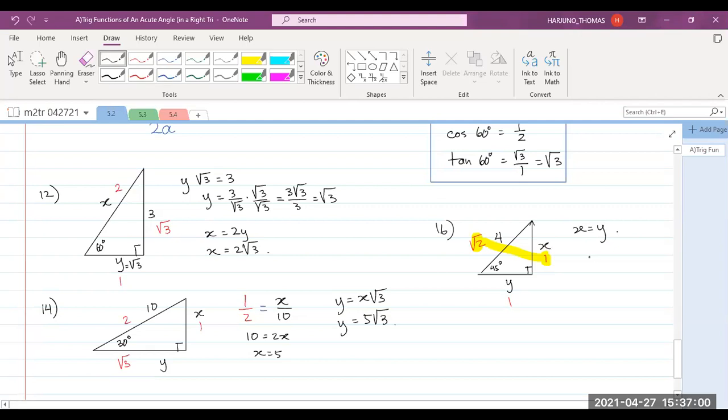X times radical 2 equals 4. So x will be 4 over radical 2. That's 2 radical 2. Likewise, y is 2 radical 2.